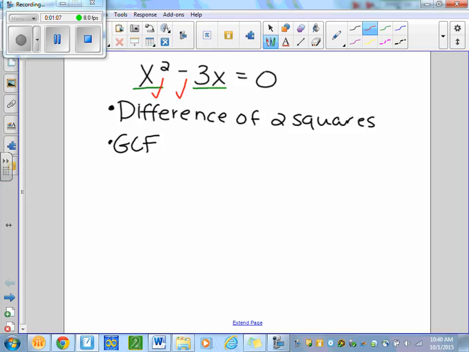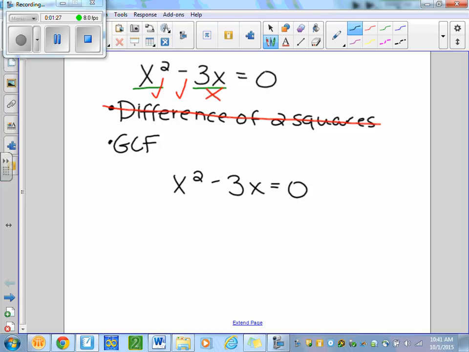However, when I look at my last term, I have 3x. That is not a perfect square. So I know I am not factoring using difference of perfect squares. I know I'm going to factor using a greatest common factor instead. So let's just rewrite the equation.